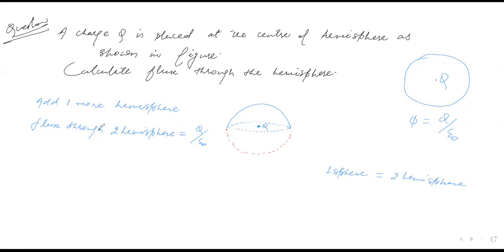So we can write here the flux through one hemisphere will be equal to Q over 2 epsilon naught. This is your final answer. Are you clear? Do you understand it? Now we have got the value of flux for this hemisphere.